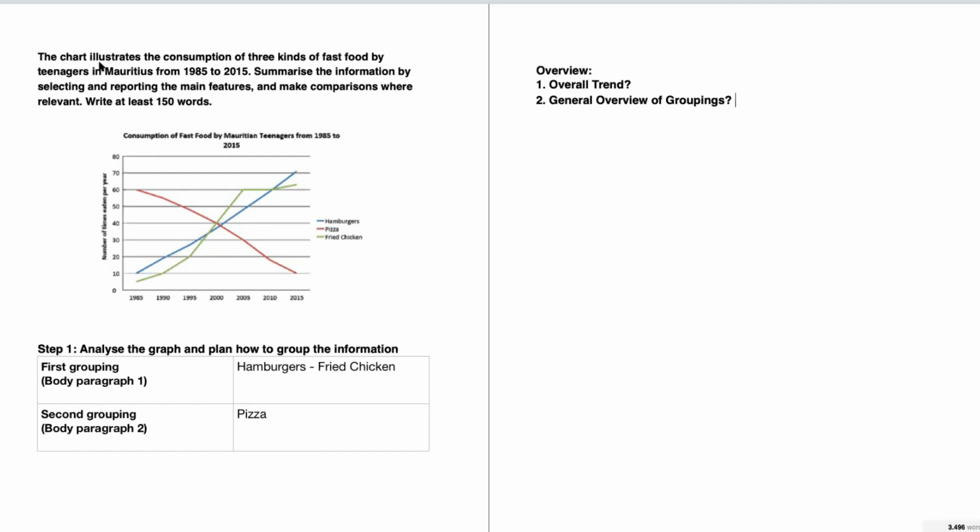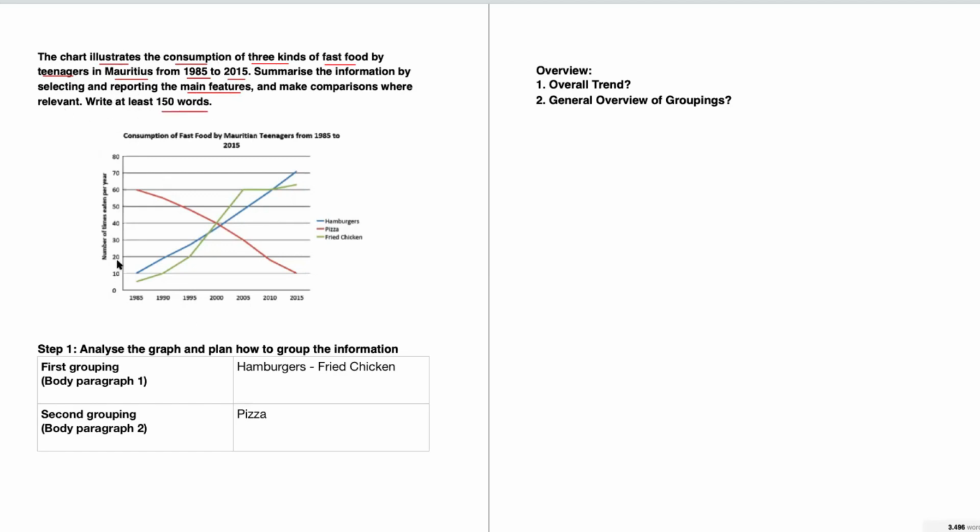It says, the chart illustrates the consumption of 3 kinds of fast food by teenagers in Mauritius from 1985 to 2015. Summarize the information by selecting and reporting the main features and make comparisons where relevant. Of course, we'll have to write at least 150 words.